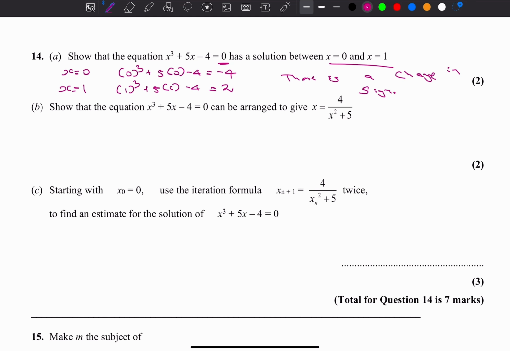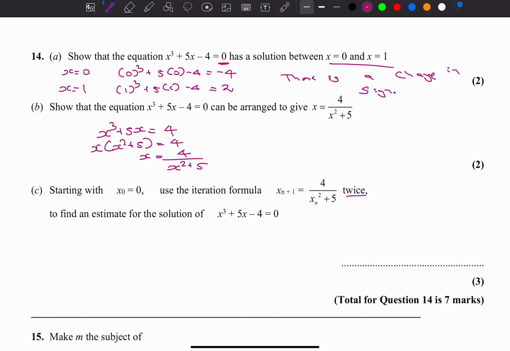If you see, think about this. If I make this the subject, I get a cube root, which I haven't. If I make this the subject, I get divided by 5, which I haven't. So it's something weird. So take a common factor. x cubed plus 5x is equal to, not minus 4 anymore, positive 4. Take x common. x squared plus 5 equals 4. What is x? 4 all over x squared plus 5.